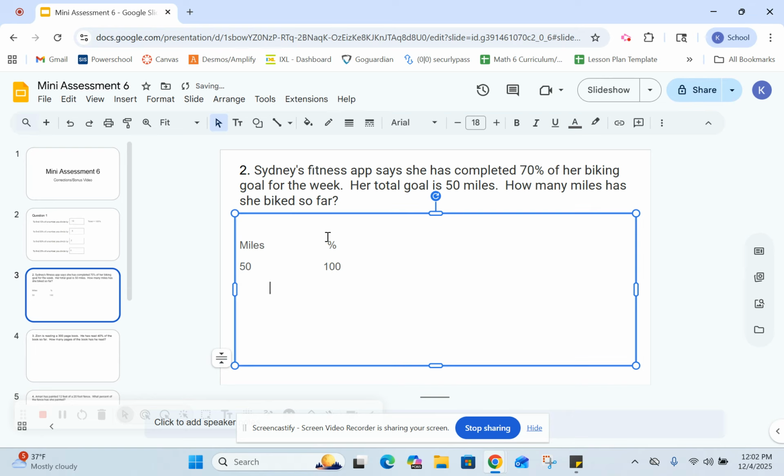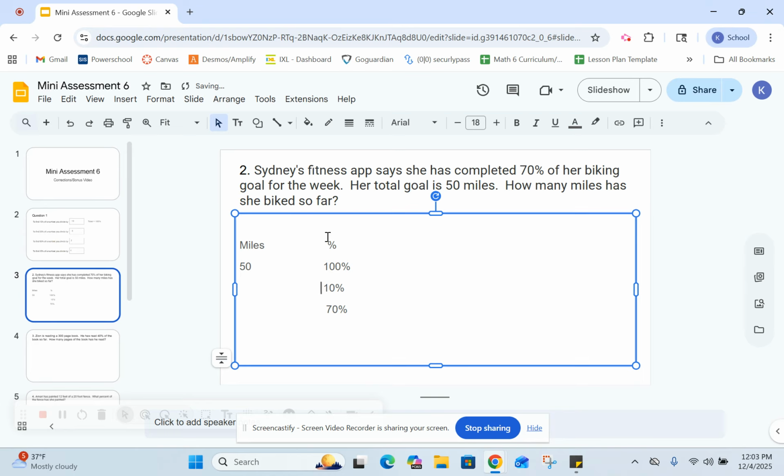She has biked 70%. And we want to know, how many miles would that be? So thinking here, we cannot go directly from 100% down to 70%. So we need to pick a benchmark to put in the middle. What benchmark would be the best to put in the middle here that we can use to multiply to get to 70%? That's right, it would be 10%.